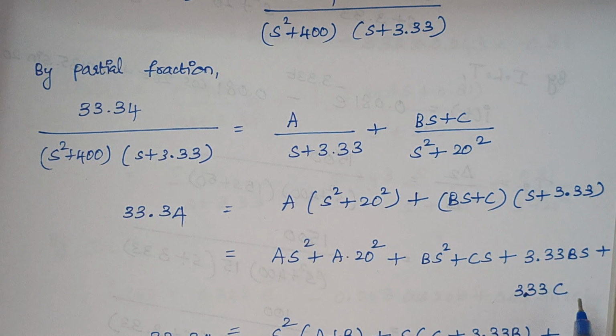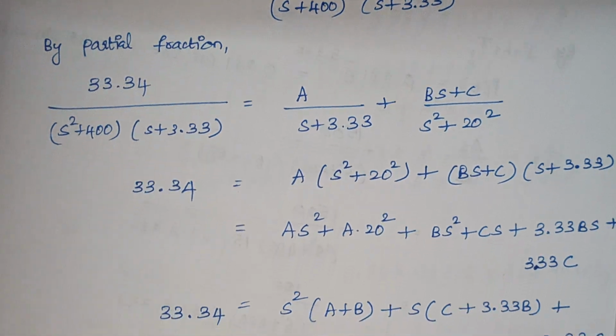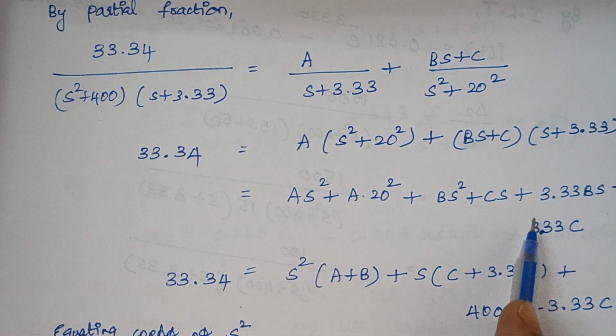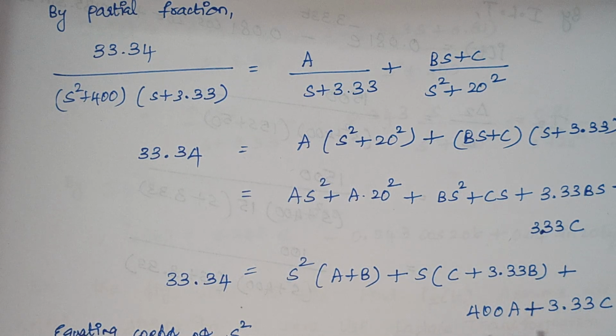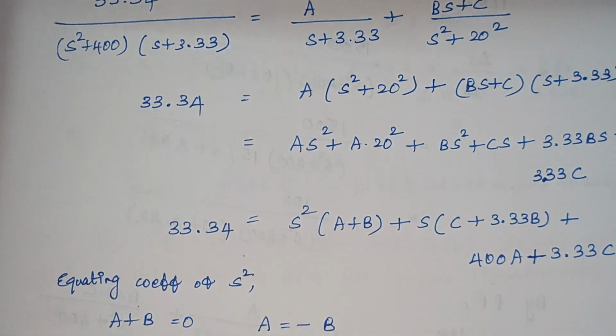The same way, just multiply, right? Now here again I am splitting terms. So I am taking S square terms together, I am taking S terms together, and I am taking constant terms together. So after doing all these things, the next step is we are going to equate the coefficients, right?